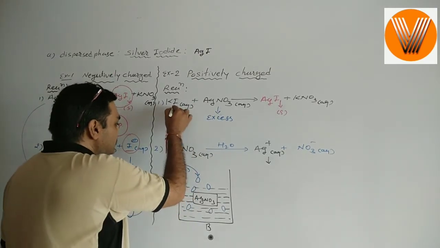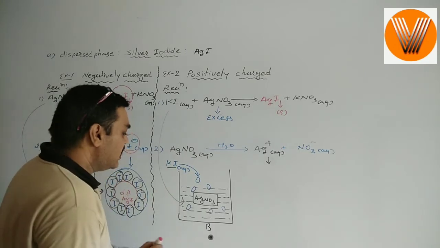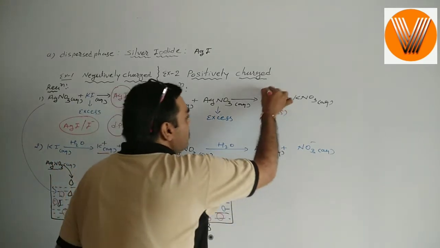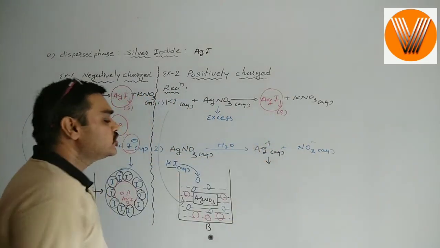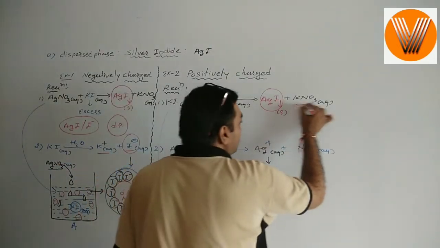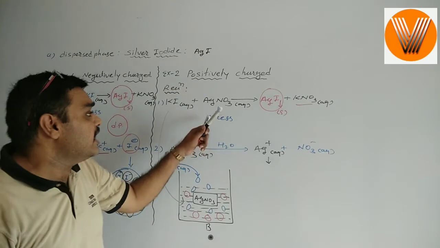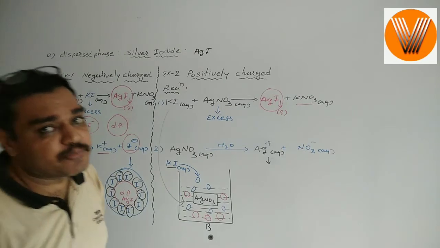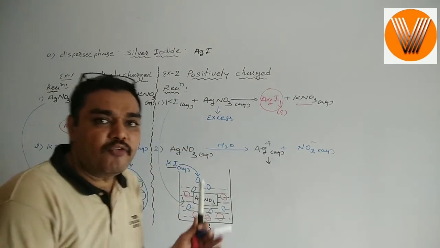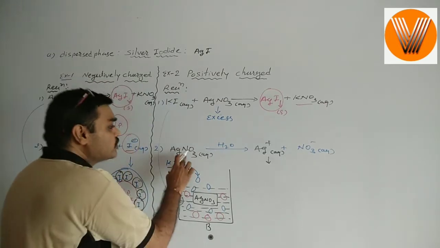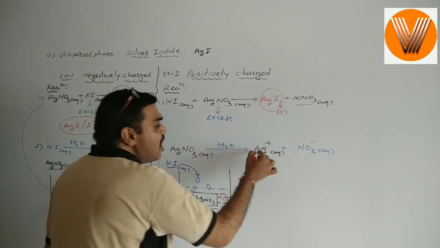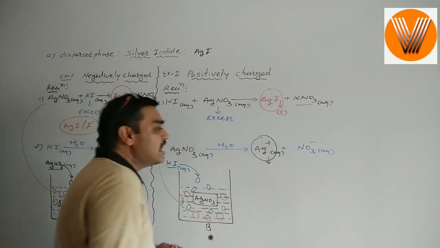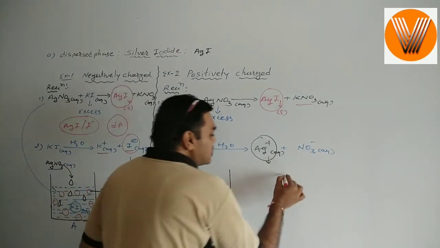Then the reaction takes place like this, and a silver iodide precipitate is formed in solid form, along with aqueous solution of KNO3. Here we are taking AgNO3 in excess amount. If AgNO3 is taken in excess in the dispersion medium, water, as an aqueous solution, then it will dissociate and ionize, and Ag plus particles, positively charged particles, are attracted towards this dispersed phase.